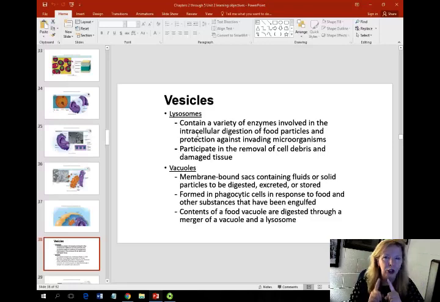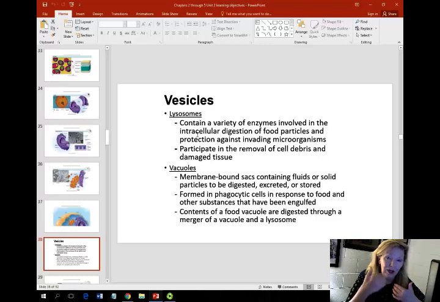Lysosomes also play a huge part, and listen to this, in a process called apoptosis. Apoptosis is programmed cell death. So apoptosis is a process where the cell actually gets instructions to die. Not all cells, even within our systems, can go on and live forever. They have certain lifespans. Some of our cells live for hours, some need to live for days and weeks, and some of our cells do need to live for decades.